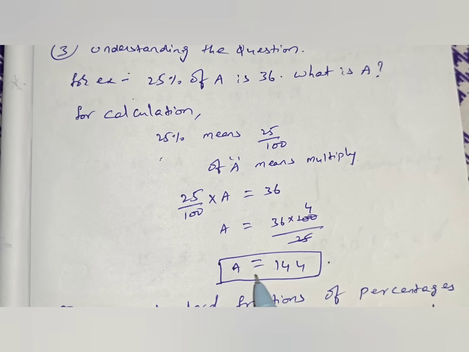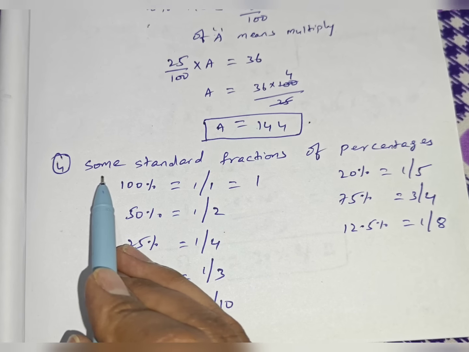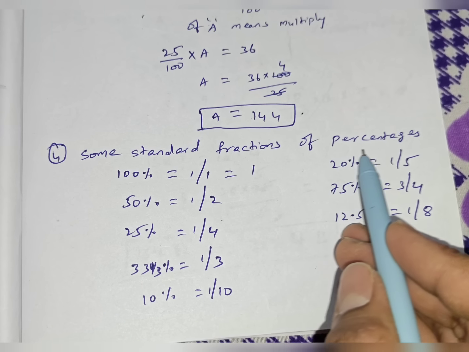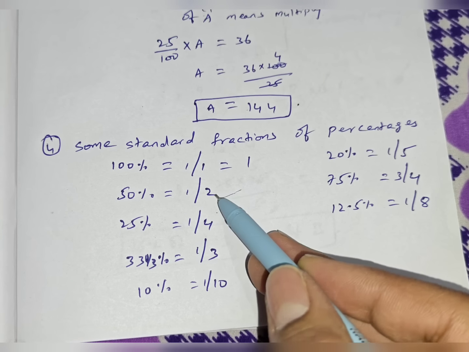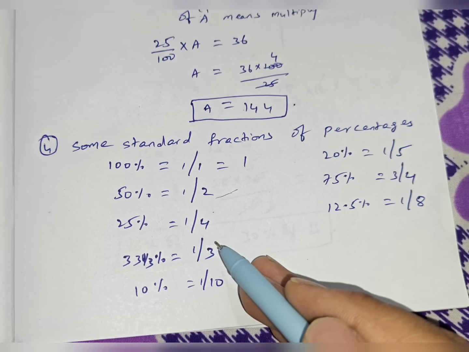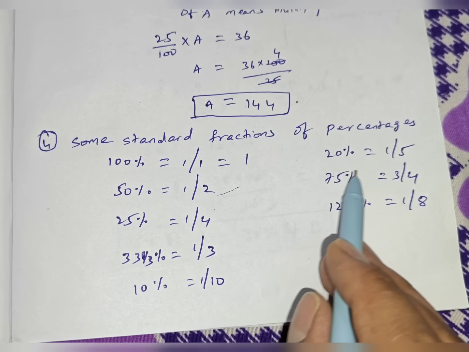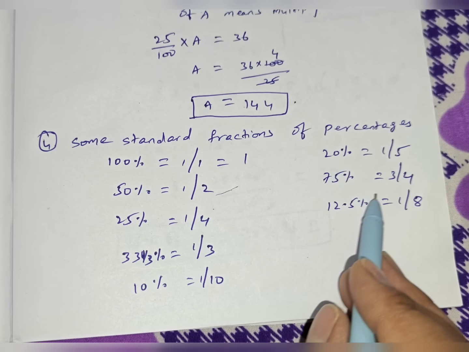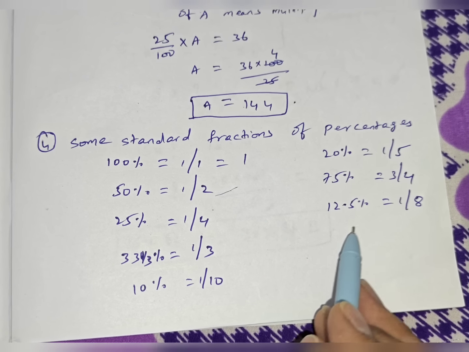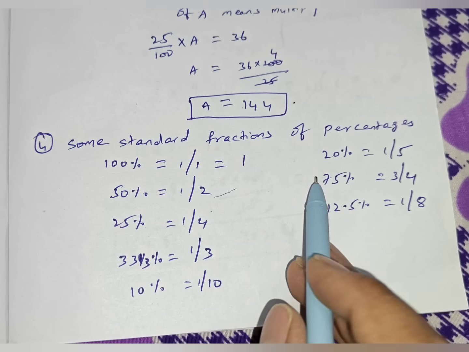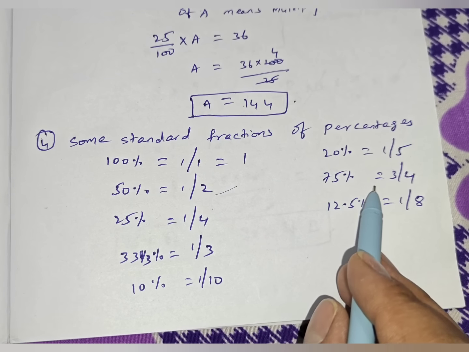Some standard fractions for percentages: 100% is equal to 1, 50% is 1 by 2, 25% is 1 by 4, 33 1 by 3% is 1 by 3, 10% is 1 by 10, 20% is 1 by 5, 75% is 3 by 4, 12.5% is 1 by 8, and so on. Just remember these values for using in calculations.